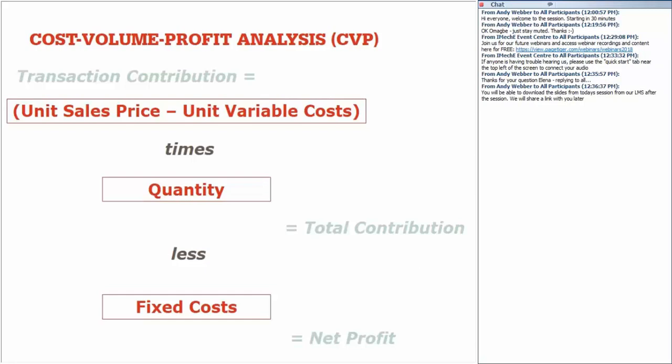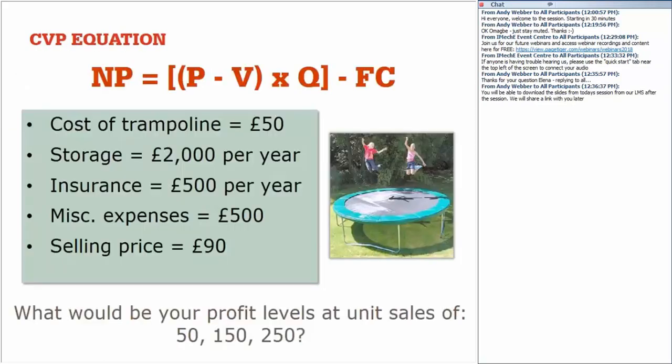So that's relatively simple. So I'm just going to give you a chance for a little bit of brain exercise. So let's imagine that you have identified that there's the opportunity for a little side gig, a little business that you can run alongside your normal work, importing trampolines and then selling them on eBay.